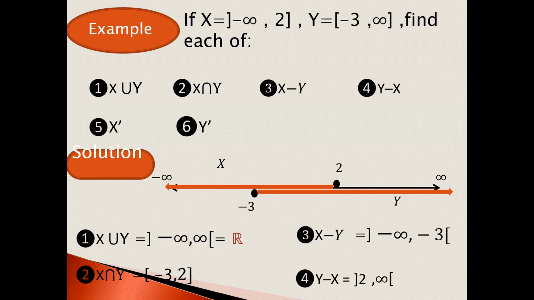Here I want Y difference X. Here it will be infinite. It's not included in X, and 2, I'll take its opposite. So 2 will be open. Here the answer is 2 and infinite. 2 will be open because I'll opposite it, and the infinite is always open.